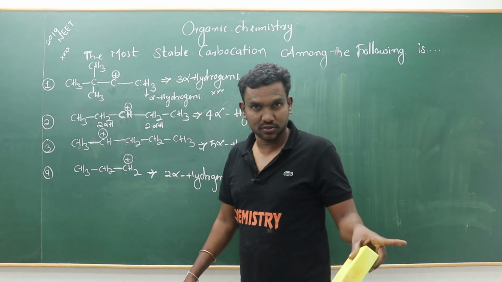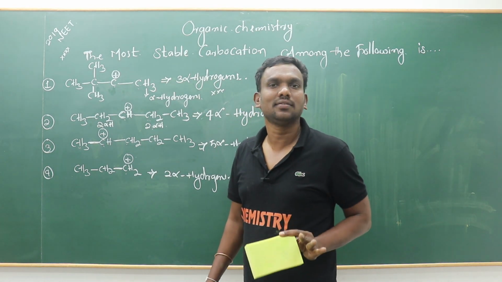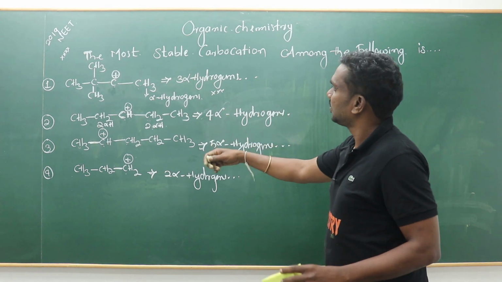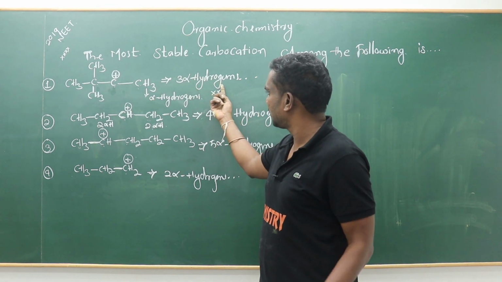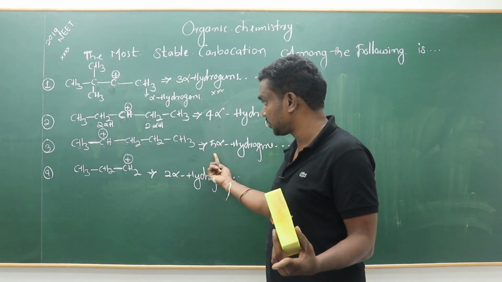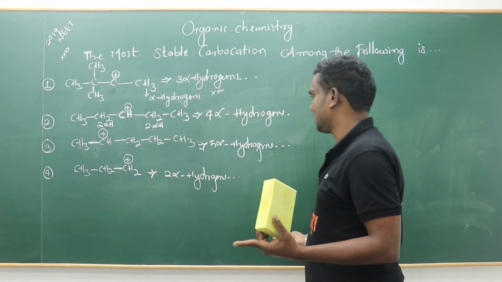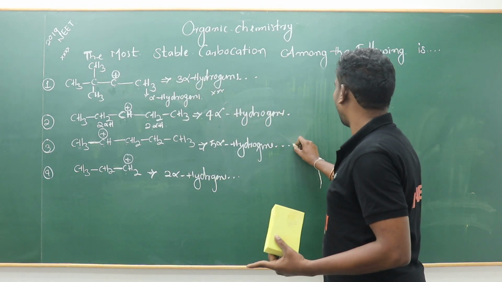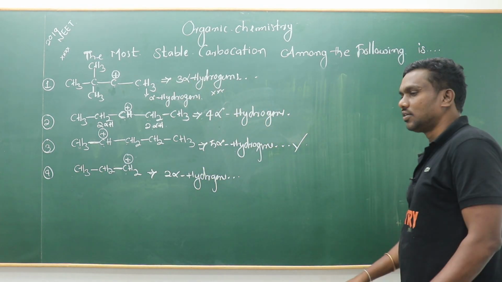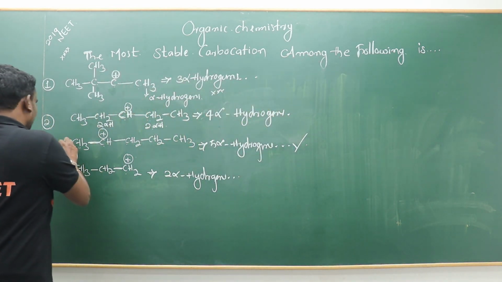More number of alpha hydrogens, more stable carbocation. That's all. In this first option, 3 alpha hydrogens. Second option, 4 alpha hydrogens. Third option, my dear, 5 alpha hydrogens. So that is the reason, third option is the right option, my dears.